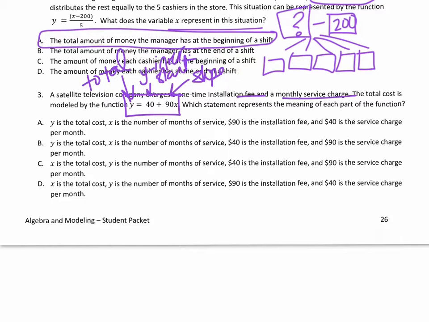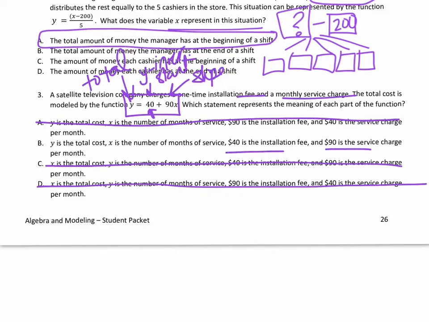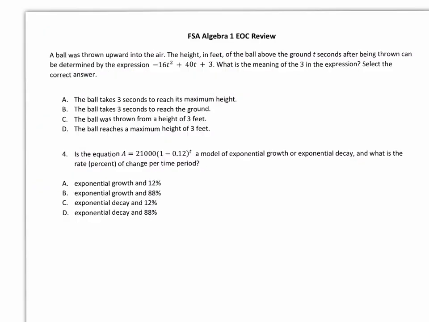Okay, so that's good. So C is wrong and D is wrong just because y is the total. X is the number of months of service, which is right. $90 is the installation fee. Well, we said that the initial cost was $40, which is that installation fee, so that one is wrong. B, y is the total. X is the number of months, which is good. 40 is the installation fee. 90 is the service charge. Perfect. So that means B is my answer.